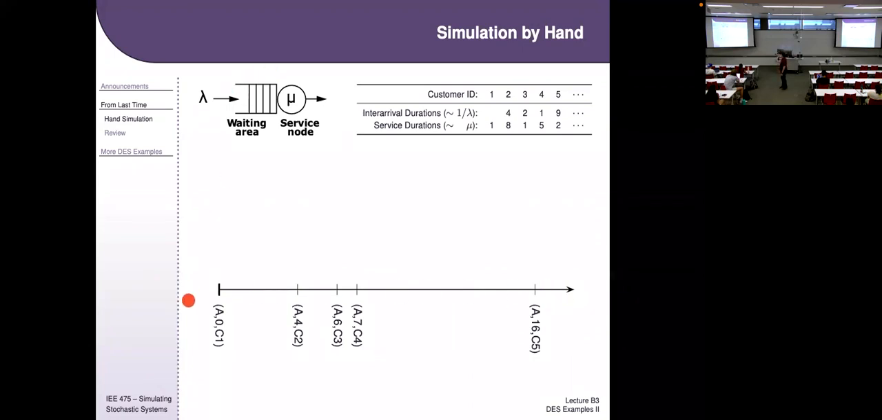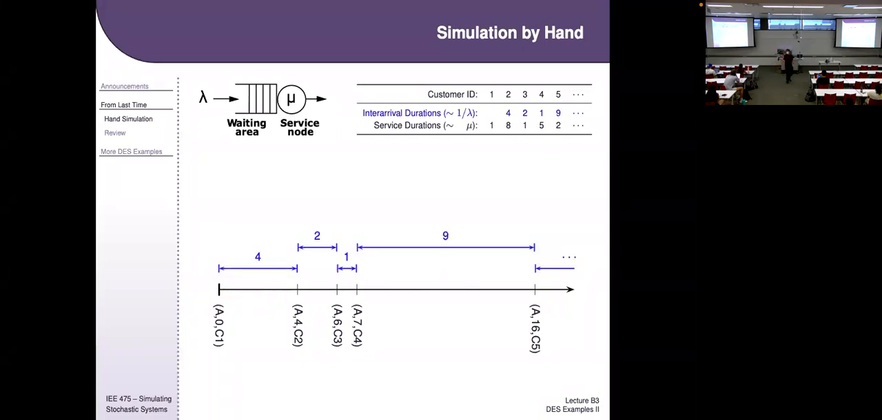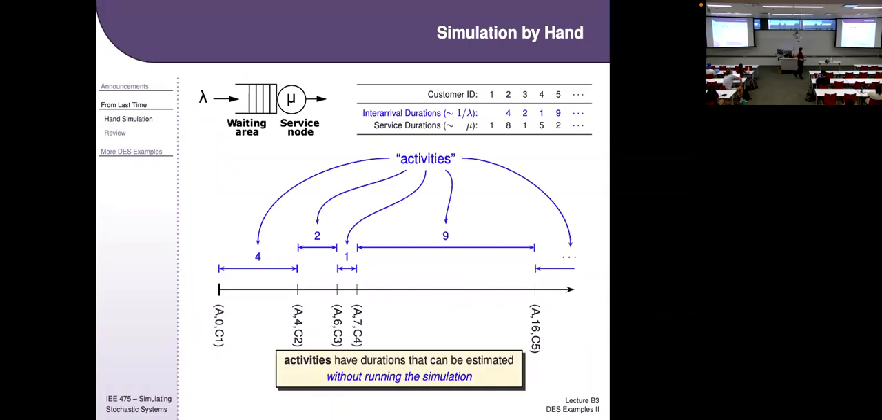Those are pretty easy to figure out ahead of time because they're stacked one after the other. But the duration of each one of those arrivals comes from the table up here. And because we know those durations ahead of time, we refer to them as activities. So they have durations that can be estimated or predicted without running the simulation. That's what makes them activities.